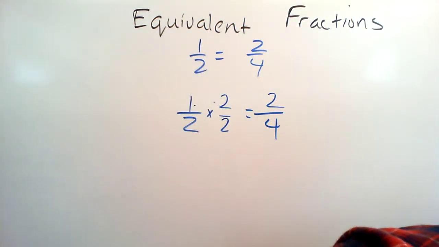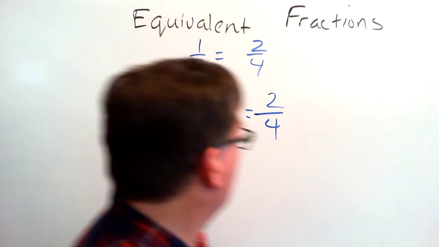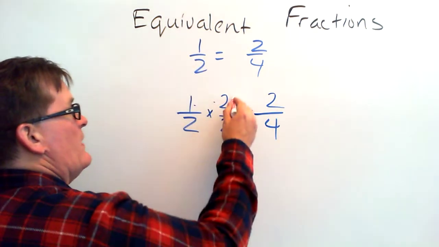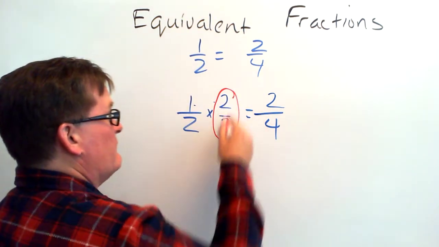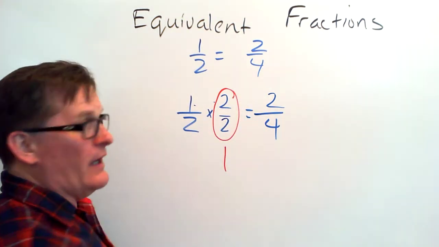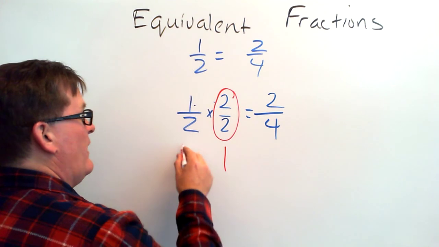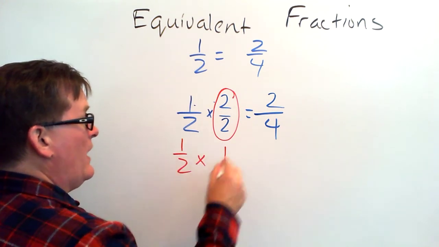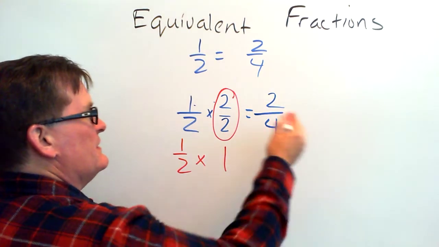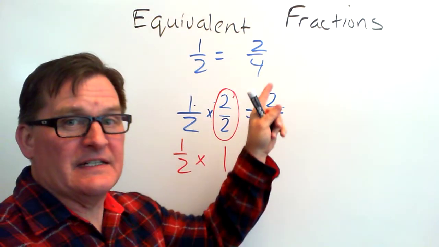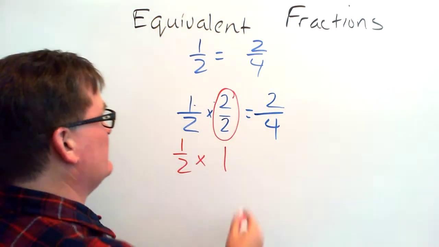Here's the thing I want you to notice here. We should recognize this as being 1. That's the fractional equivalence of 1. We should know that when we multiply anything by 1, it becomes itself. Even though the fraction looks different, we've already established that it's equivalent, it's the same fraction.